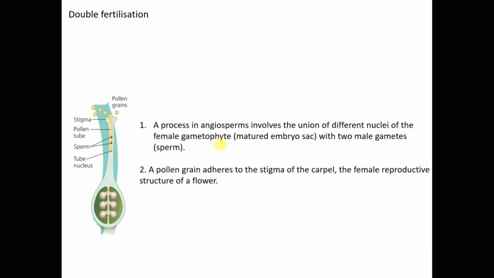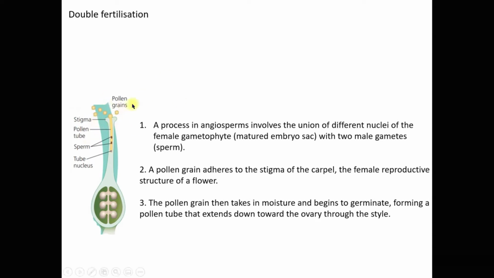Double fertilization starts with a pollen grain. You can see this diagram here. This pollen grain adheres to the stigma of the carpel. The carpel is the female reproductive structure of the flower. Next, the pollen grain takes in moisture and begins to germinate and form a pollen tube. You can see the pollen tube here, formed from the pollen grain. This pollen tube will extend down toward the ovary through the style. This is the stigma, style.